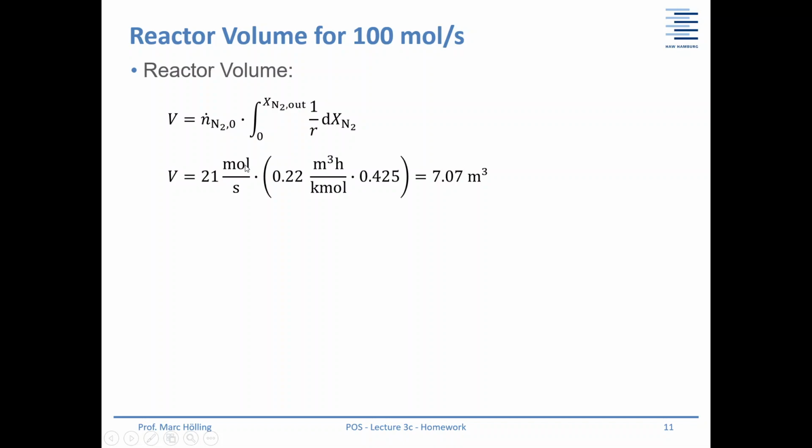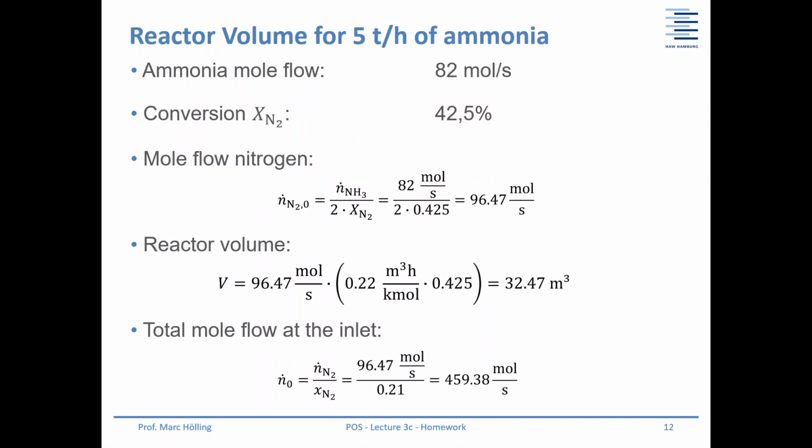So make sure that if you want to go from this value here to this, you take care of the moles, kilomoles, hours, and seconds. If you just take the numbers here, then you have to multiply by 3.6, and then you get 7.07 cubic meters. Okay, second question was the reactor volume for 5 tons of ammonia.